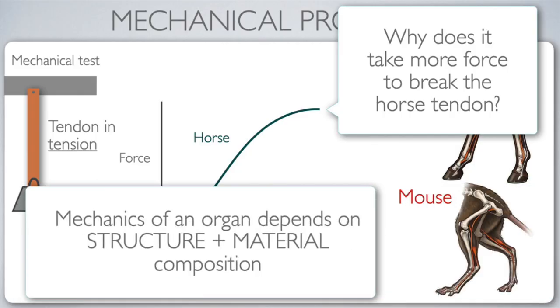So the mechanics of an organ depends on both its structural properties and the composition of the material that creates that structure. So, how do material scientists distinguish between structural properties and material properties? In the measurement that I just outlined, we're not making that distinction. But what we can do is take those measurements and transform them.